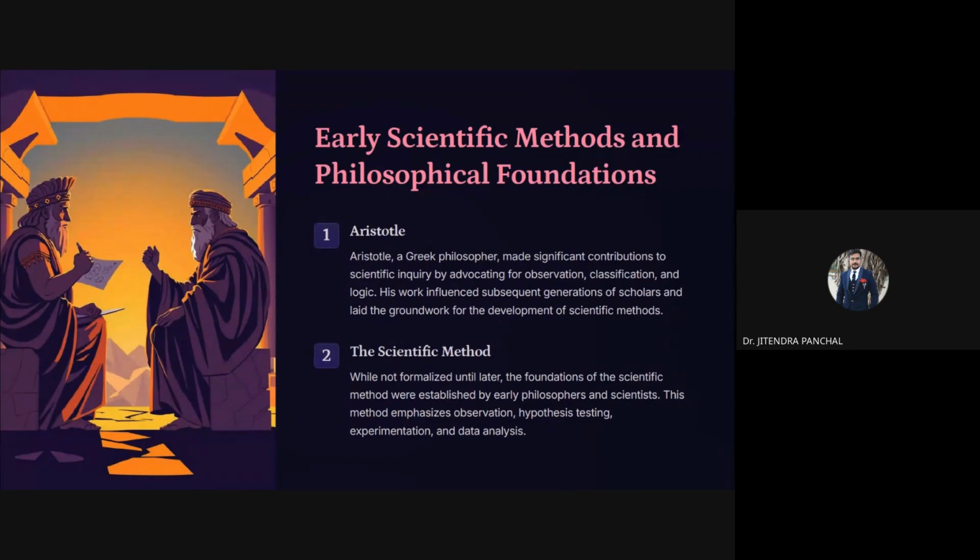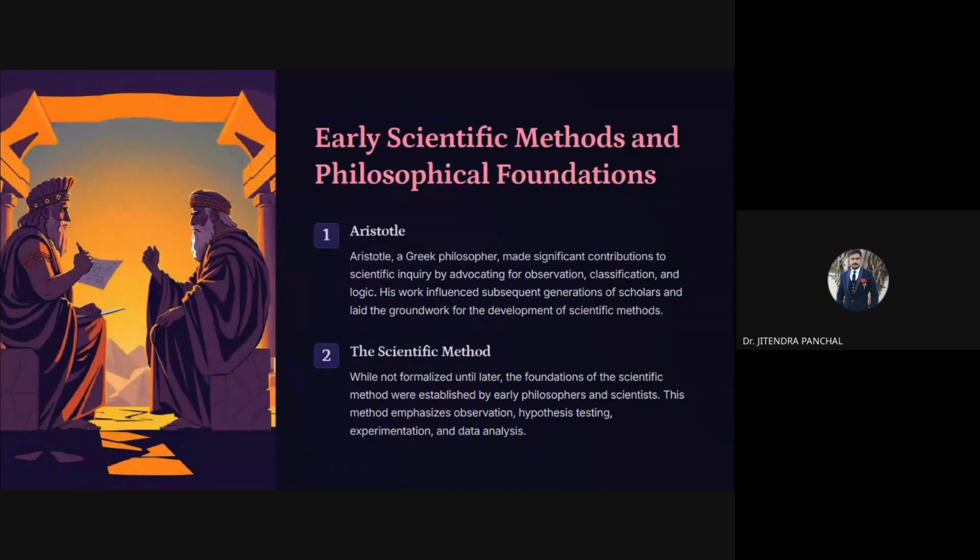One example is given here: Aristotle. He is a Greek philosopher, and his significant contribution was advocating for observation, classification, and logical development in research. Many subsequent generations followed his ideas and also developed scientific methods based on them. So now, what are scientific methods?